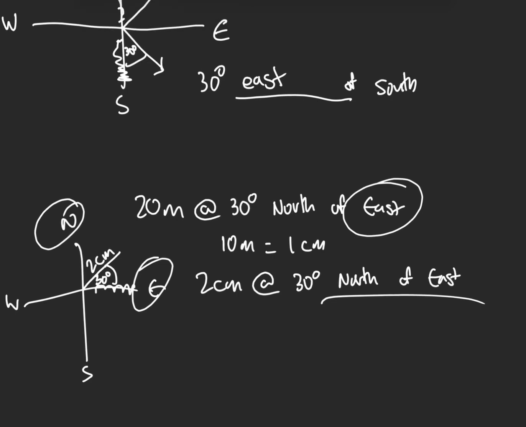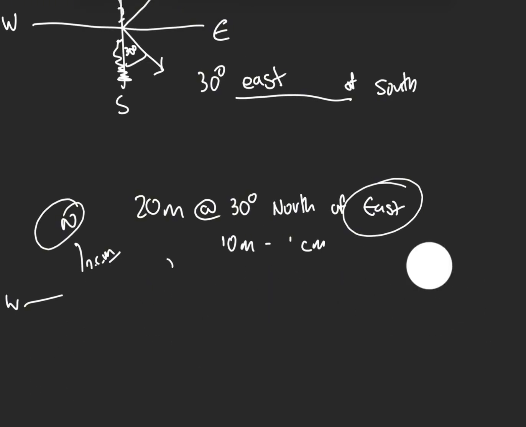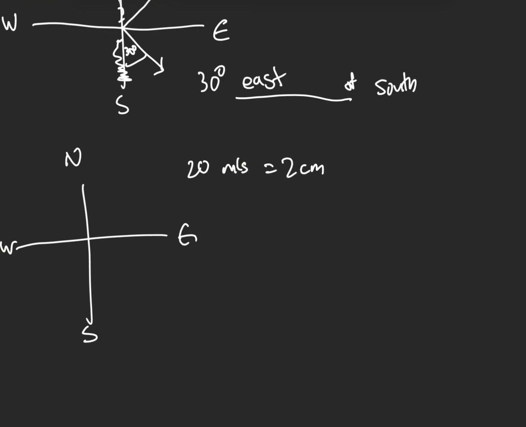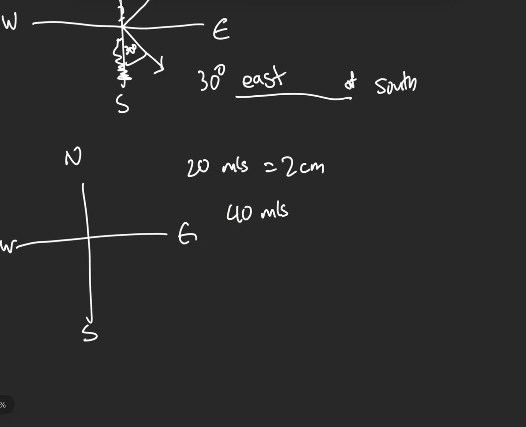Okay. Now we're going to try this next one ourselves. Okay. So we have a graph. The scale would be, let's say, 20 meters per second is equal to 2 centimeters. Okay. And then I'm going to give you 40 meters per second at 60 degrees south of west. Okay.